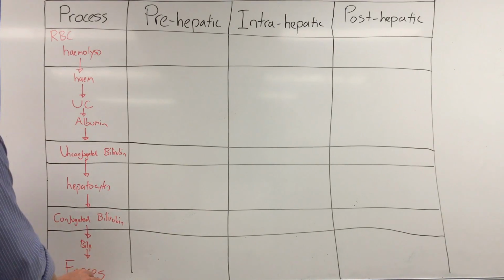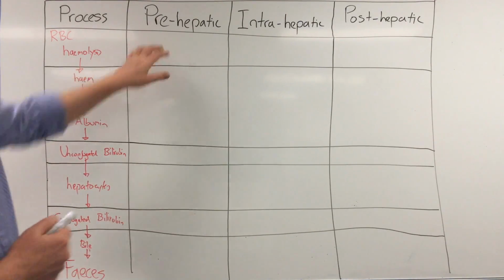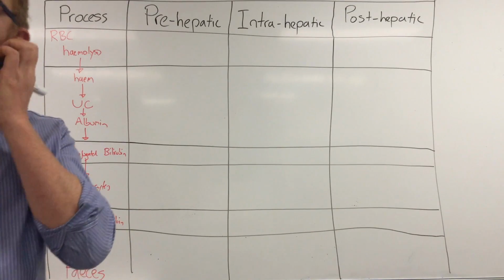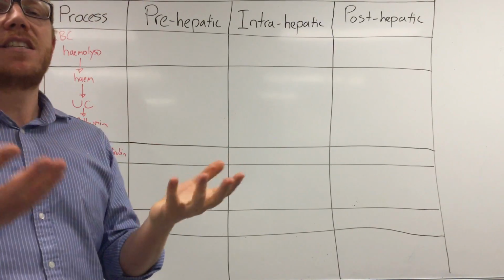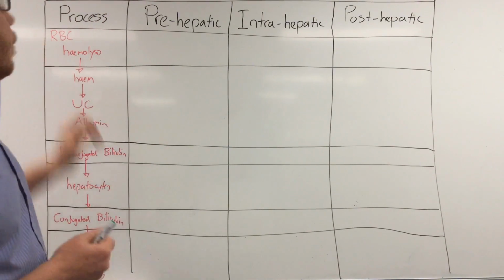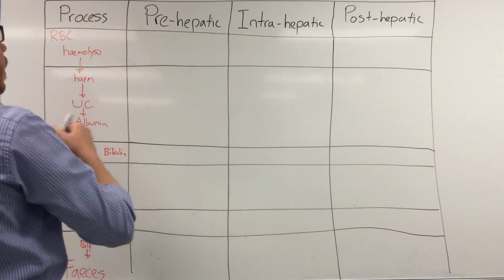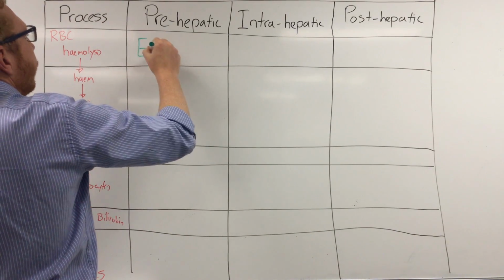Now, what happens with pre-hepatic? Some examples of pre-hepatic causes is where you have excessive amounts of hemolysis. So this area is excessive.